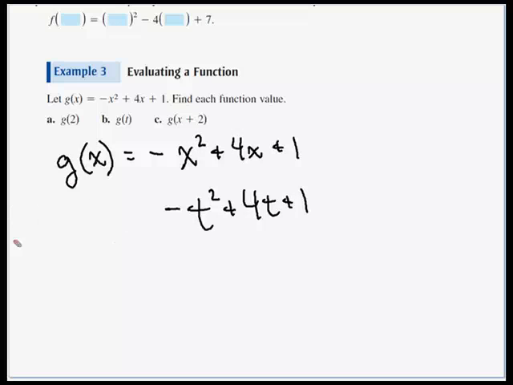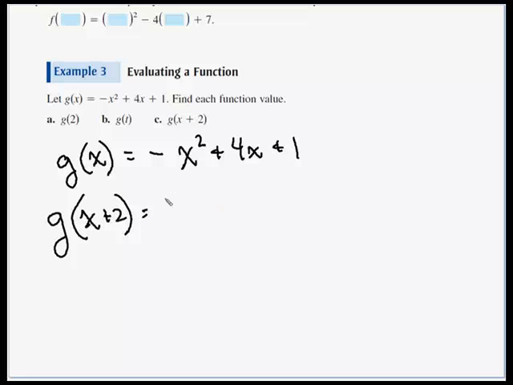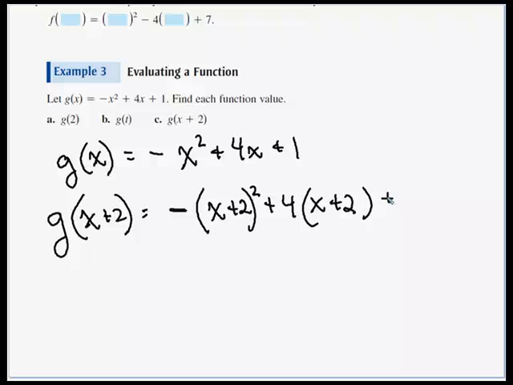Now the last one, this is sort of a little bit of a lead-in to calculus. We're going to have g of not just x, but x plus 2. So now be careful, we're going to replace any x we see with a quantity in parentheses, x plus 2. So minus, here's our x, we're going to replace that with x plus 2, and that's squared. Plus 4 times x, but we replace that x with x plus 2. And then we have our plus 1 at the end. And there we go.